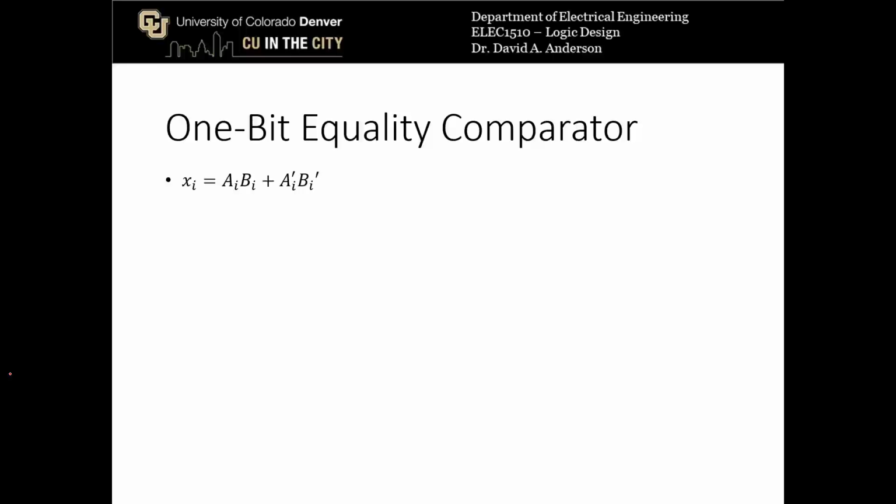So first, let's design a 1-bit equality comparator circuit. If we just look at the truth table for comparing 2 bits, A sub I and B sub I, that could be A0, B0, or A3, B3. They're going to be equal with the 2 minterms A sub I B sub I, or A sub I prime B sub I prime. So if one of those 2 bits is prime and the other isn't, then they're not equal. So this is an equality comparator circuit.